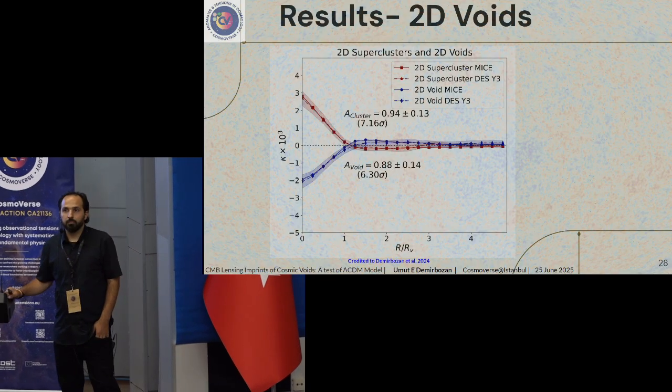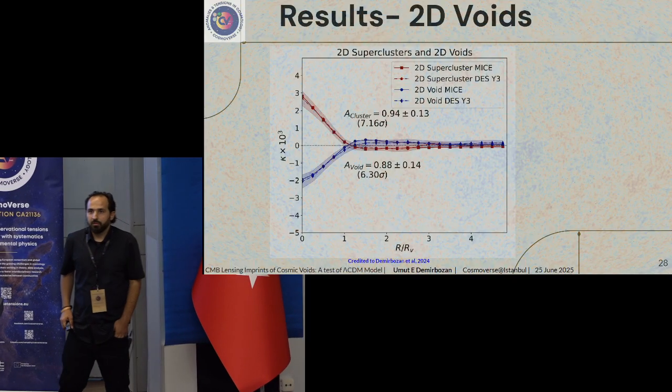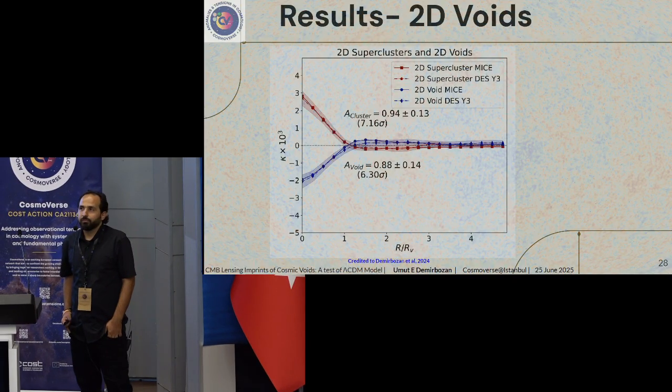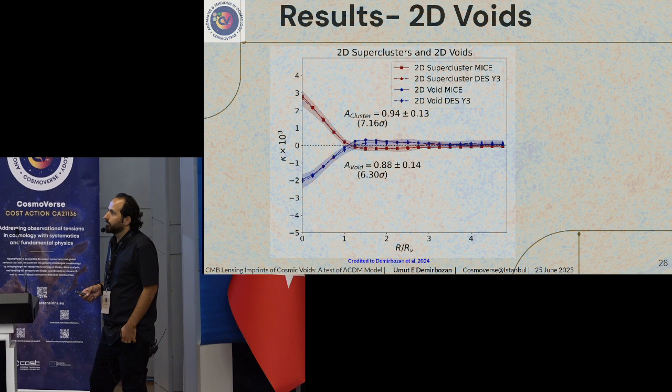There is one more here. Yeah, all right, thank you so much for a very nice talk. I was wondering, how does the uncertainty on the photometric redshift estimation affect your void finding algorithm?